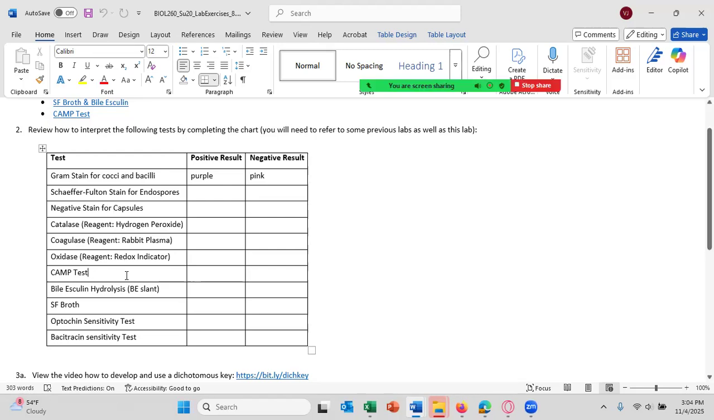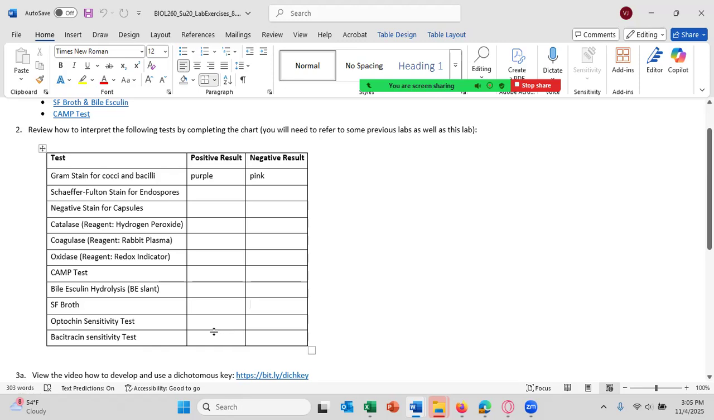The CAMP test is discussed in this lab. Give me the positive result and give me the negative result. For negative, you can say something like no enhanced hemolytic activity, which is a bit long, but you can always say no enhanced hemolysis. And then for the bile esculin hydrolysis test, give me the positive result and the negative result.